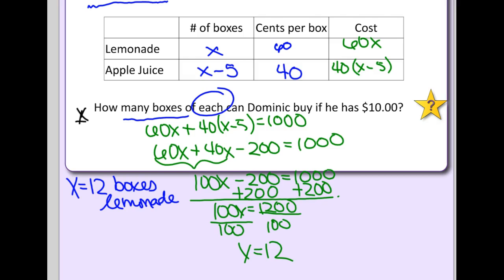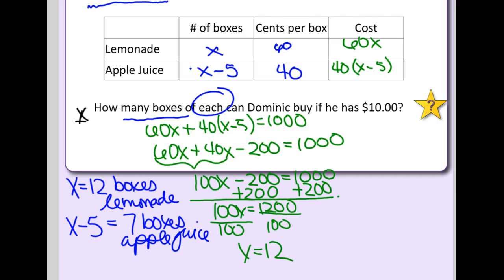Now how are we going to find apple juice? Yeah, we got to go back up to our chart. And so we know apple juice was x minus 5, so that means 12 minus 5, so he bought 7 boxes of apple juice. Now remember, when you're doing a story problem, you got to show me a check somewhere. And so we've solved the first problem using a chart.